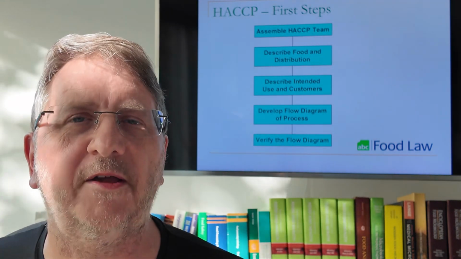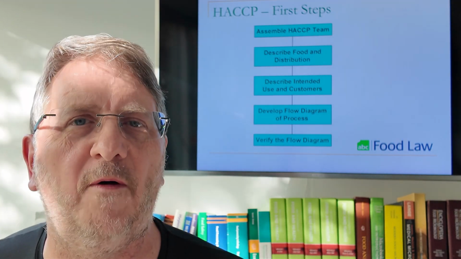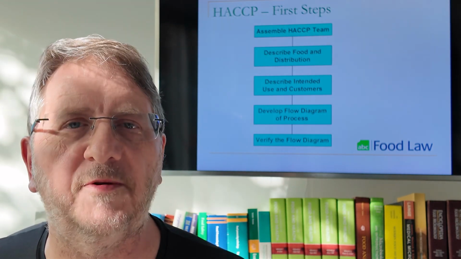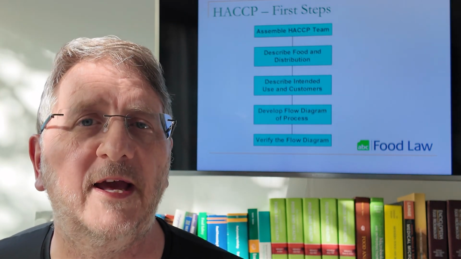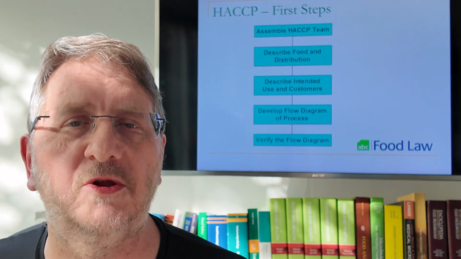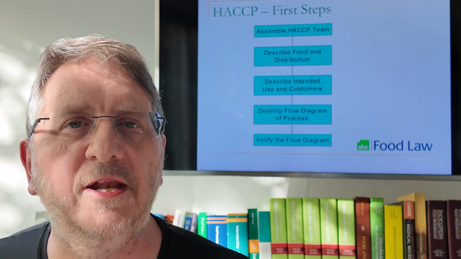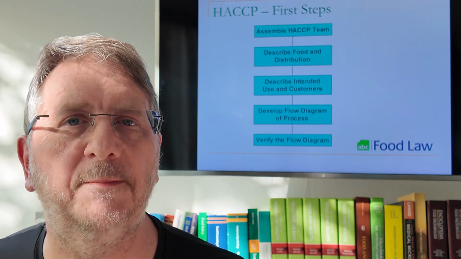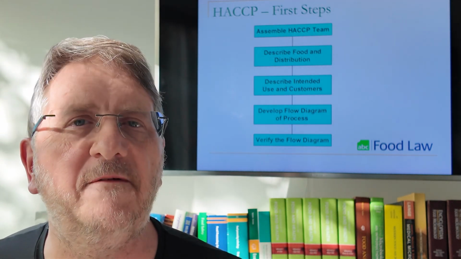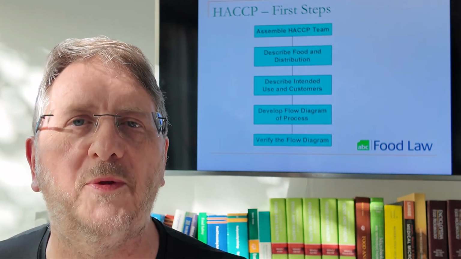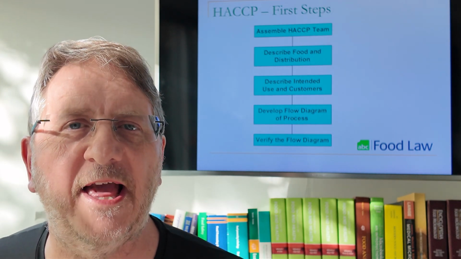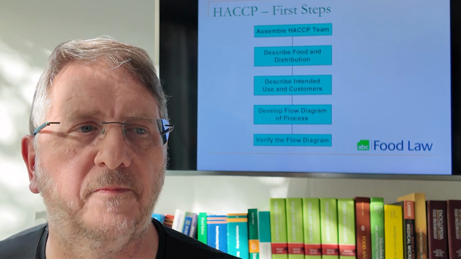You need to describe the product, so then you can understand the safety implications of that product as you develop the HACCP. You need to describe intended use and customers. Is it a ready-to-eat food, for example? Is it being produced for elderly people as a food supplement, or is it aimed at young children, in other words, vulnerable groups? Then develop a flow diagram, starting at the beginning, going through the whole process, identifying each step in the process, and then verifying by getting out and walking through the process to verify that the process as you understand it is actually happening in practice.